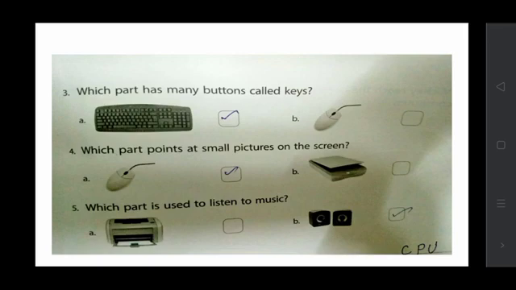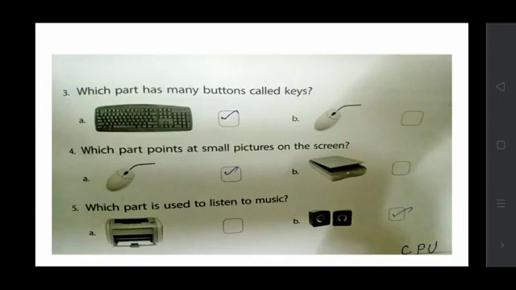Now, which part has many buttons called keys? It is the keyboard. The keyboard has so many buttons, isn't it? It has alphabetic keys, numeric keys, special keys, space bar, and functional keys. So the part that has many buttons is called the keyboard.